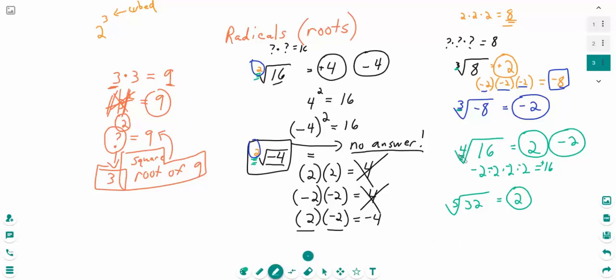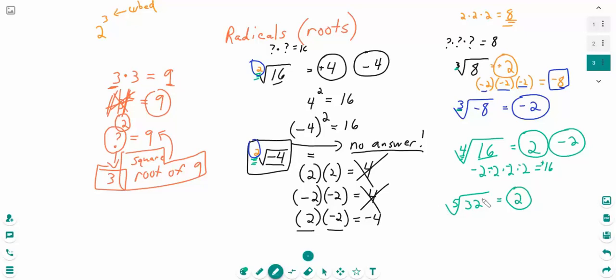If we have an even number, well, now negatives don't matter, because we have an even number of negatives, which when you multiply them is going to turn them into a positive. Remember, if you have an even number of negatives and you're multiplying, the answer will always be positive. So here we're looking for positive. We have an even root. Well, then that means that either a negative or a positive answer will work, because they'll both give us this number under the radical sign.